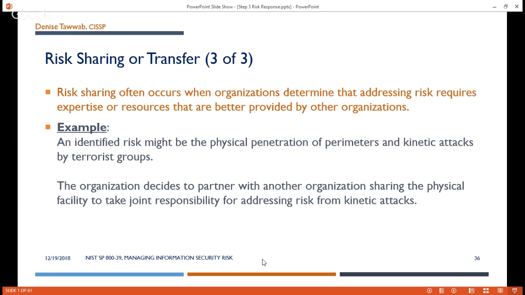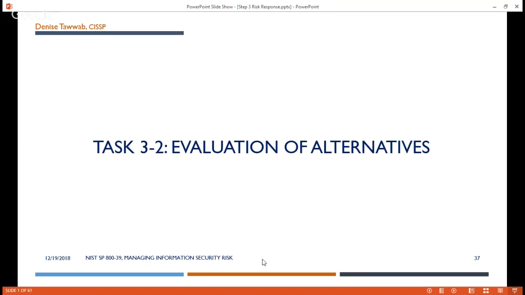Risk sharing often occurs when organizations determine that addressing risk requires expertise or resources that are better provided by other organizations. And I'll give you an example. An identified risk might be the physical penetration of perimeters and kinetic attacks by terrorist groups. The organization decides to partner with another organization sharing the physical facility to take joint responsibility for addressing risk from kinetic attacks. Okay, so that's task 3-1.